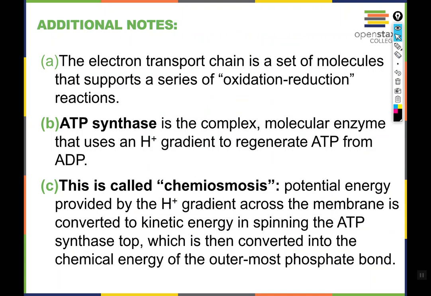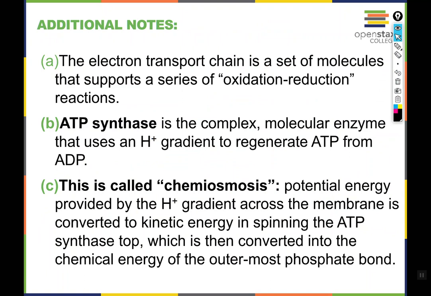Okay, so the electron transport chain is a set of molecules that supports a series of oxidation-reduction reactions. Remember when I said redox reactions are ones in which electrons are being either given or taken away? That is a redox reaction. So when the first enzyme in the chain passes its electron to the second, it is being oxidized. It's having an electron removed from it, and the next acceptor of the electron is being reduced. So that's what that means.